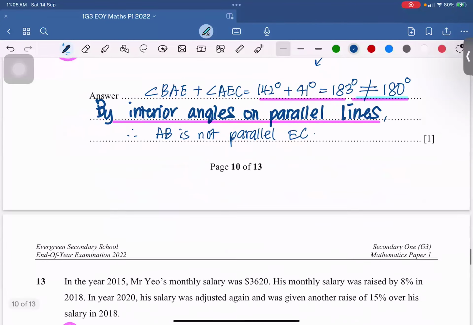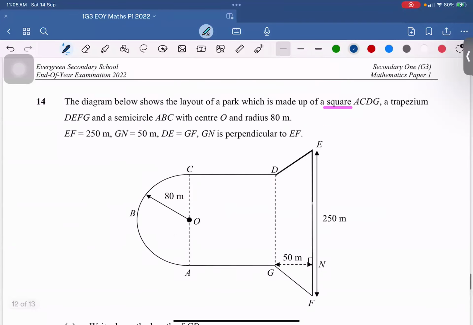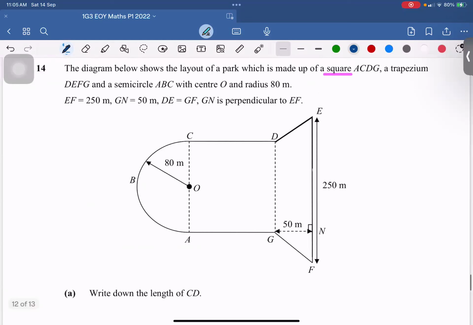I don't have much time left. I already exceeded my time. I assume you might know how to do this question, so I'll keep question 13 as the last question. This one over here is a very straightforward question. Most of you will be able to do it.